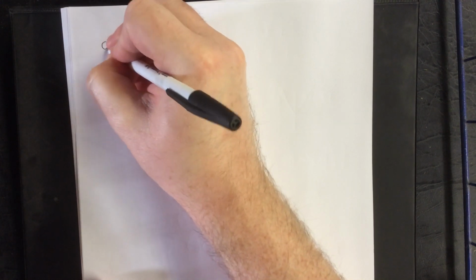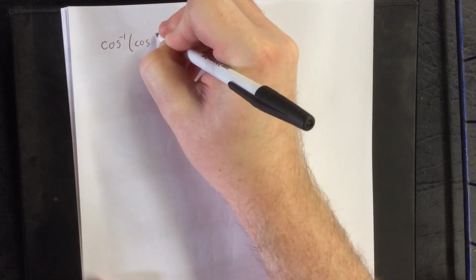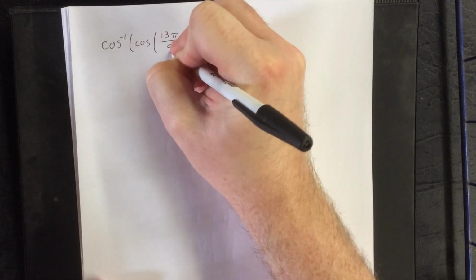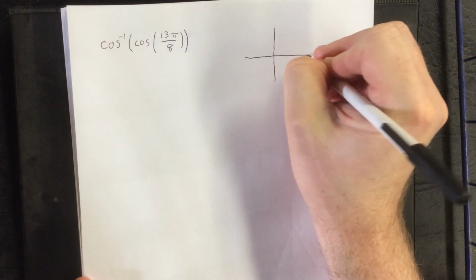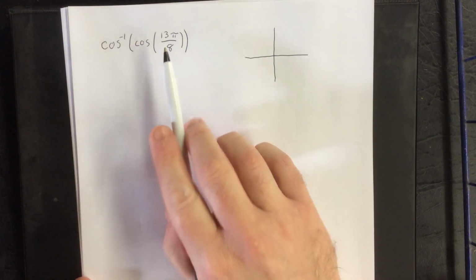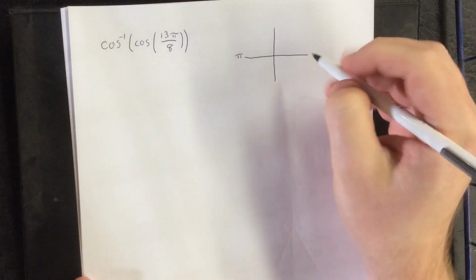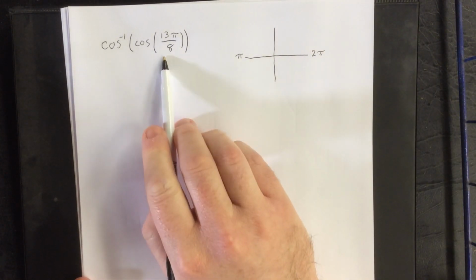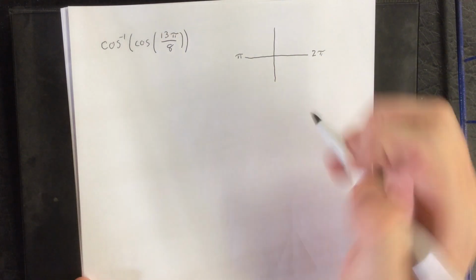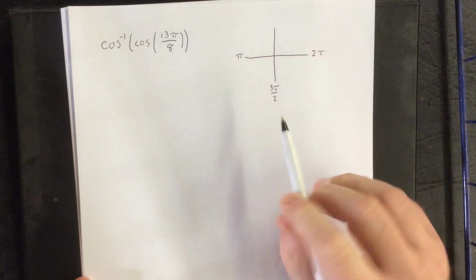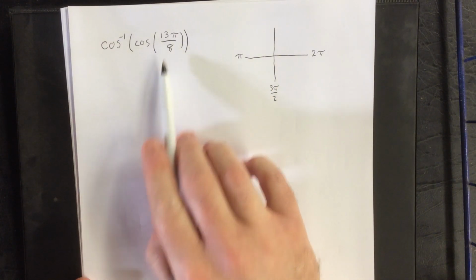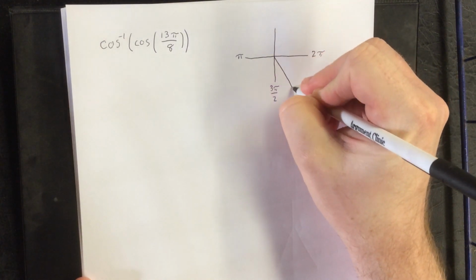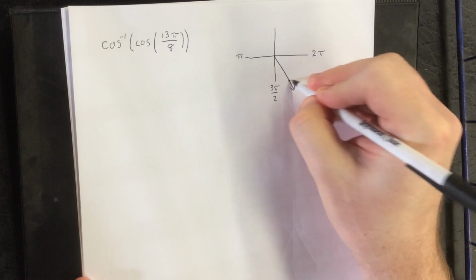Let's try another example. For this one, I'd like to do the inverse cosine of the cosine of 13 pi over 8 this time. First thing we should do is sketch 13 pi over 8 and figure out which quadrant that's in. Definitely bigger than 1 pi, definitely smaller than 2 pi, because 1 pi would be 8 pi over 8, and 2 pi would be 16 pi over 8. Additionally, if we were to get a common denominator, 3 pi over 2 would be the same as 12 pi over 8. 13 pi over 8 is bigger than 12 pi over 8, so this will be a quadrant 4 angle.